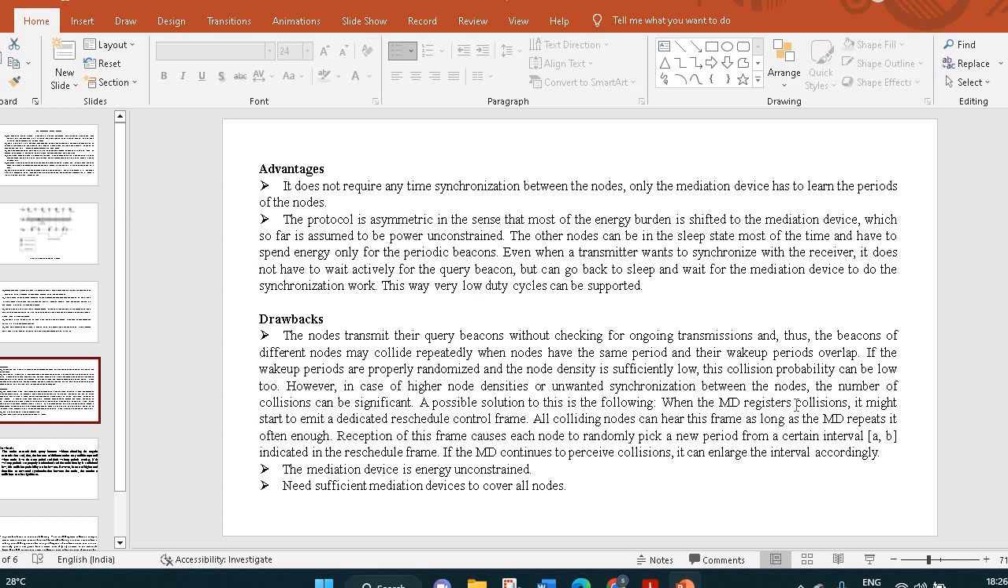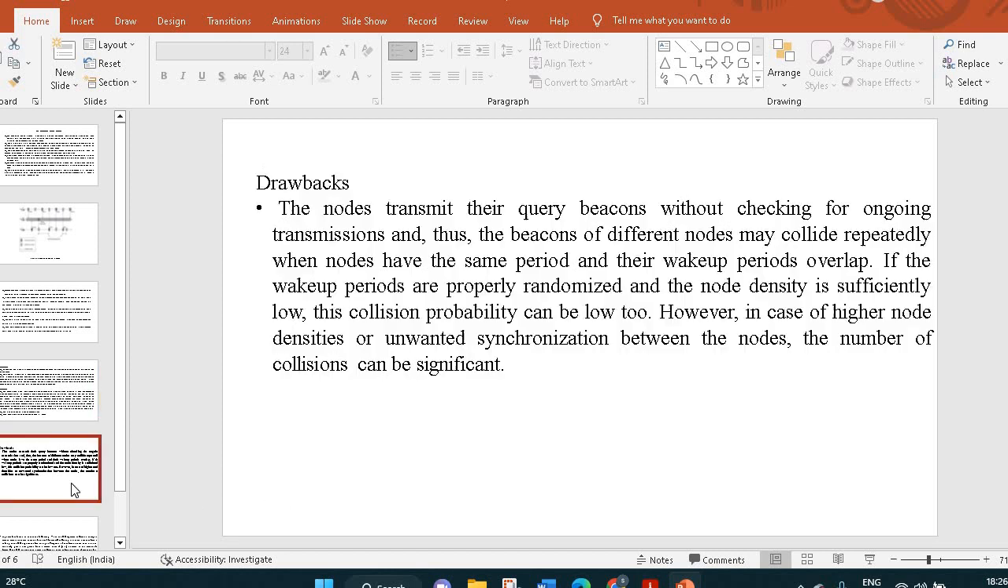When the MD registers collisions, it might start to emit a dedicated reschedule control frame. All the colliding nodes can hear this frame as long as the MD repeats it often enough. Reception of this frame causes each node to randomly pick a new period from a certain interval A, B indicated in the reschedule frame. If the MD continues to perceive collisions, it can enlarge the interval accordingly. The mediation device is energy constrained, so we need sufficient mediation devices to cover all nodes.